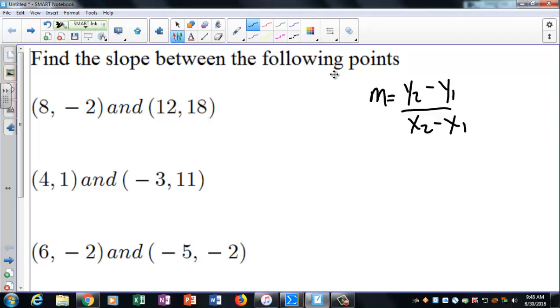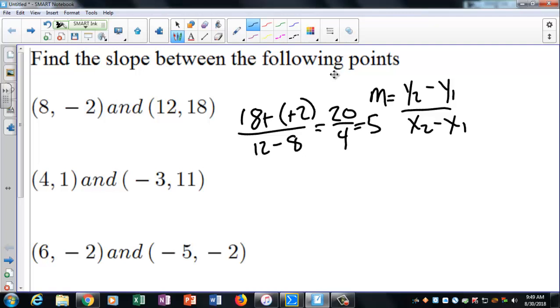So, number one, who's got it? Anybody think they got it? Go ahead. Like the final answer? Yeah, just give me the answer. 5. 5? It's 18 minus negative 2 over 12 minus 8. I would say the biggest thing that I see when students mess this up, it's the signs. The signs there, for whatever reason, just tend to mess people up. Negative and negative become positive. This is 20 over 4, which is 5.